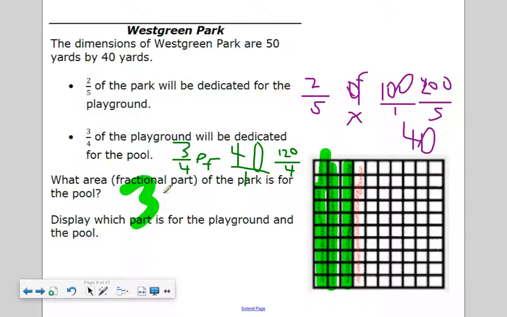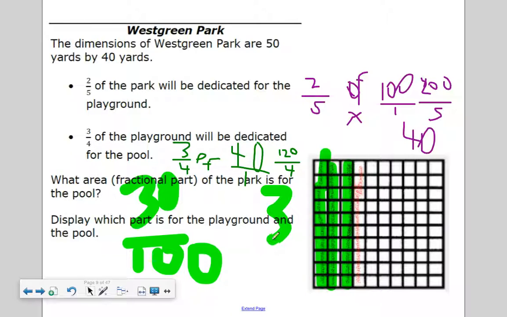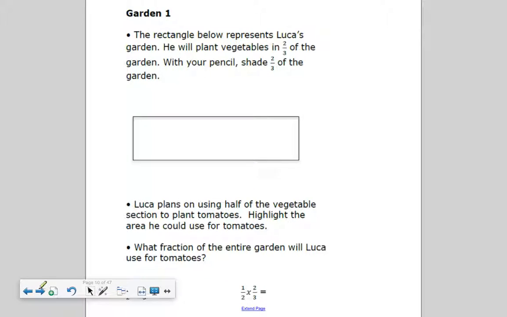30 out of 100. I can simplify this. I can divide both numbers by 10, so it's 3/10. So 3/10 of this part represent pool. The green pool, just like the color of the swimming pool in Rio. So let's use some more examples of this.